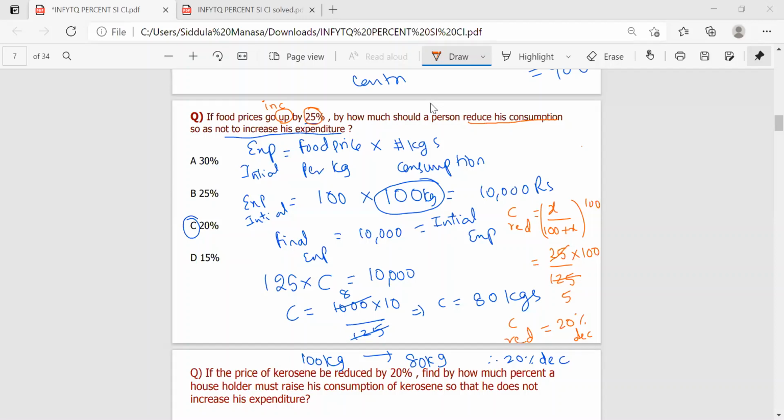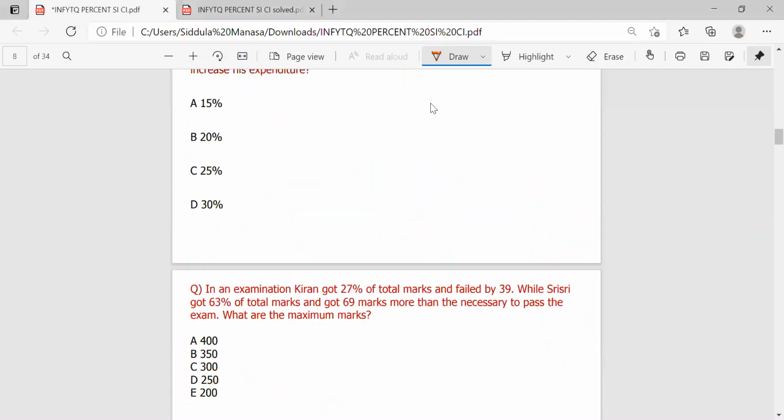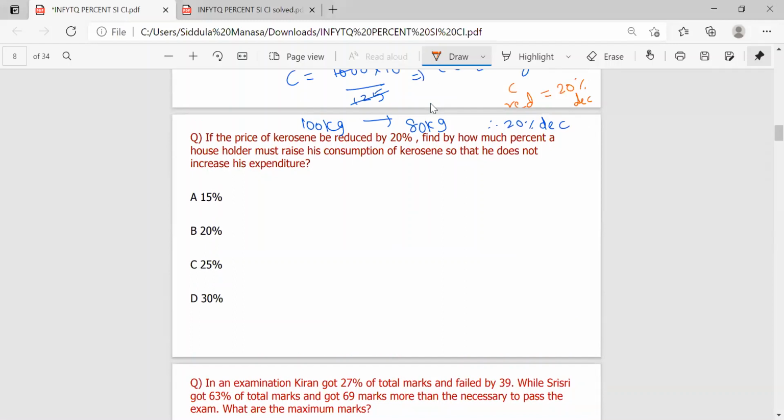Yes. Now here the second question is exactly opposite. In the previous question, the food price increased by 25%. Now here, if the price of kerosene is reduced by 20%, that means per liter the kerosene price is reduced by 20%, then by what percentage must the householder raise his consumption? Here the kerosene price is reduced, so you need to raise your consumption to meet the same expenditure. Your time starts now, 1 minute.